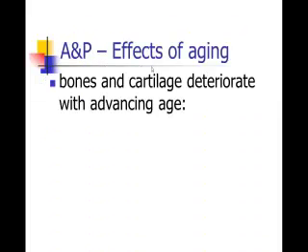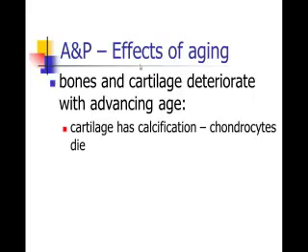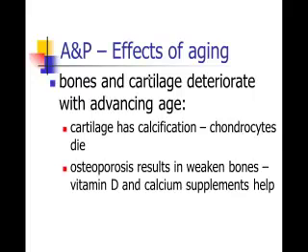When we age, there are some unfortunate consequences with respect to bones. The bones and cartilage tend to deteriorate. In part, the cartilage deteriorates because of poor circulation. So cartilage can start to calcify, and the chondrocytes, the living cells within the cartilage, die, and so the cartilage is no longer as supple.